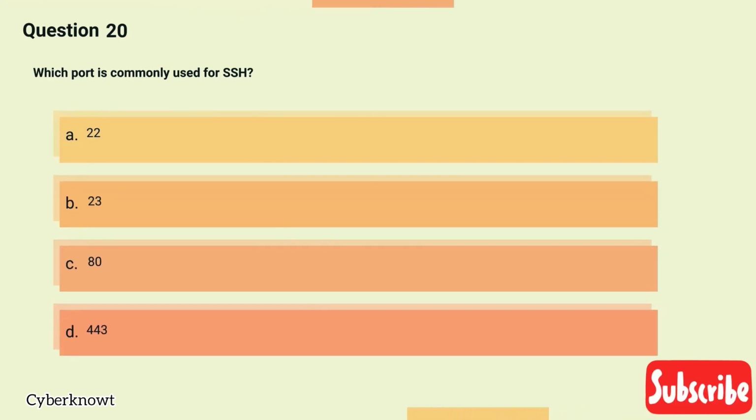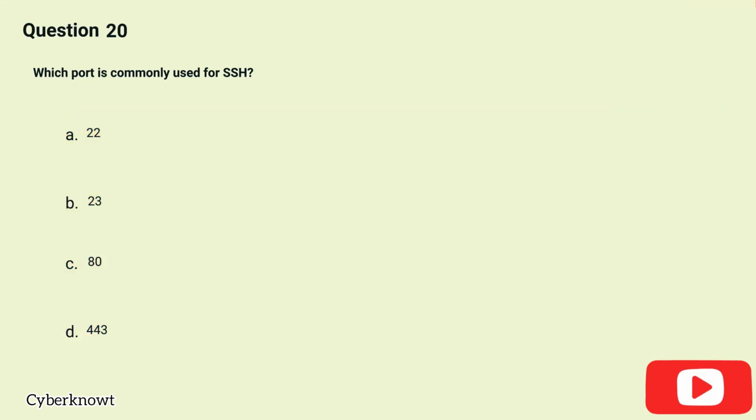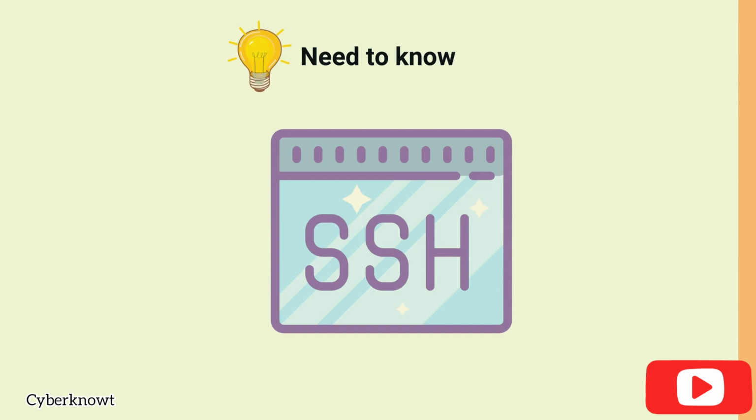Question 20. Which port is commonly used for SSH? Option A. 22. Option B. 23. Option C. 80. Option D. 443. The correct answer is Option A. 22. Explanation. Port 22 is the default port used by the SSH protocol for secure remote access to a server.